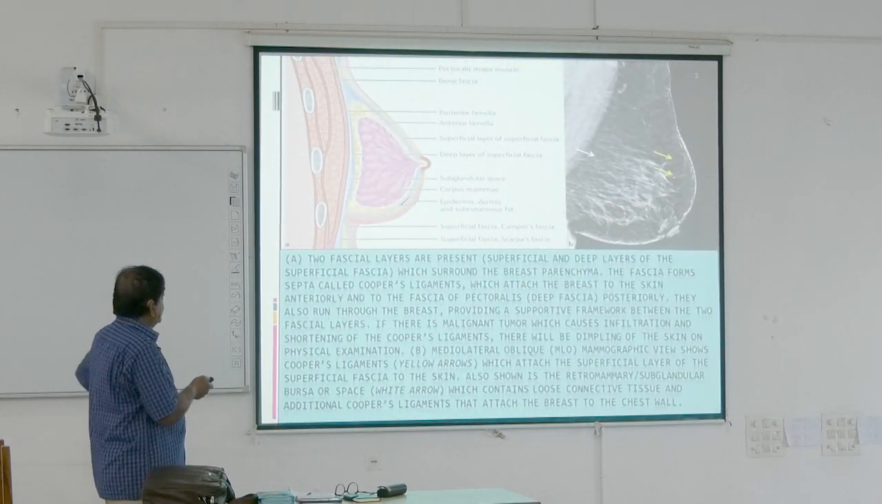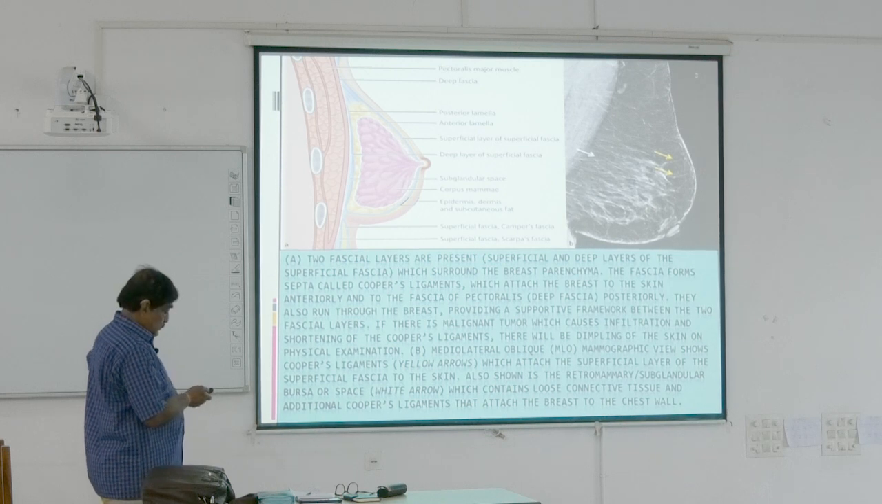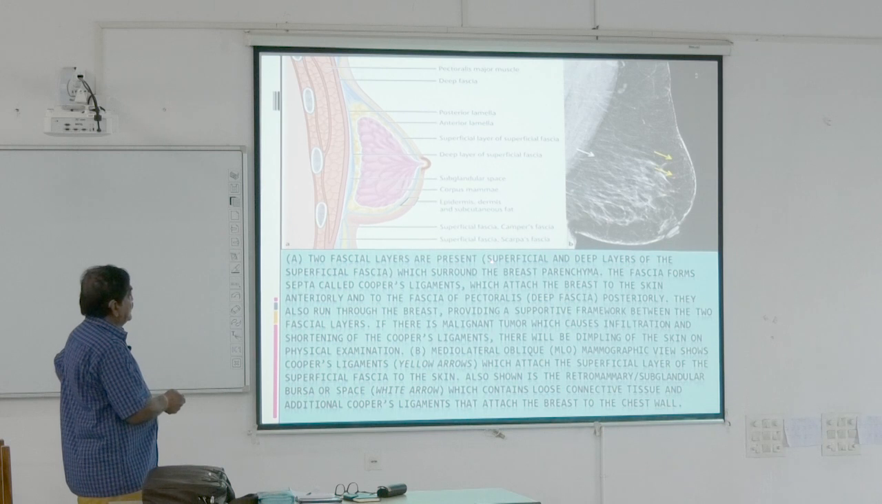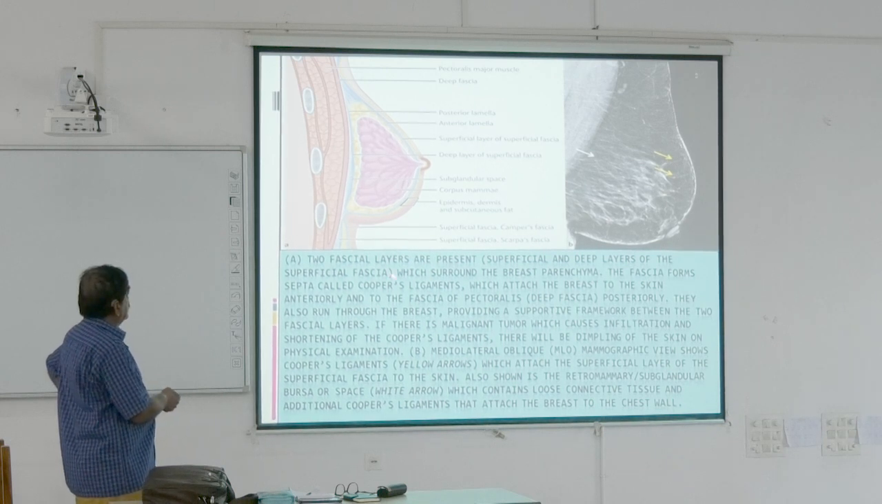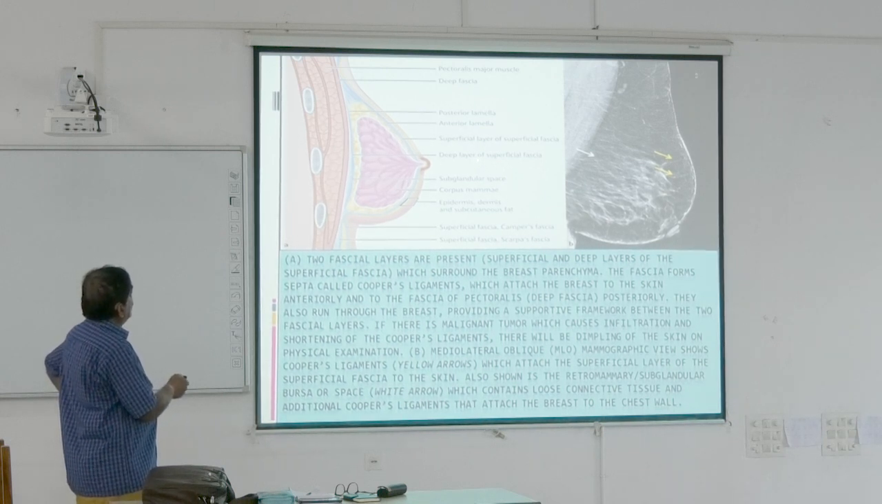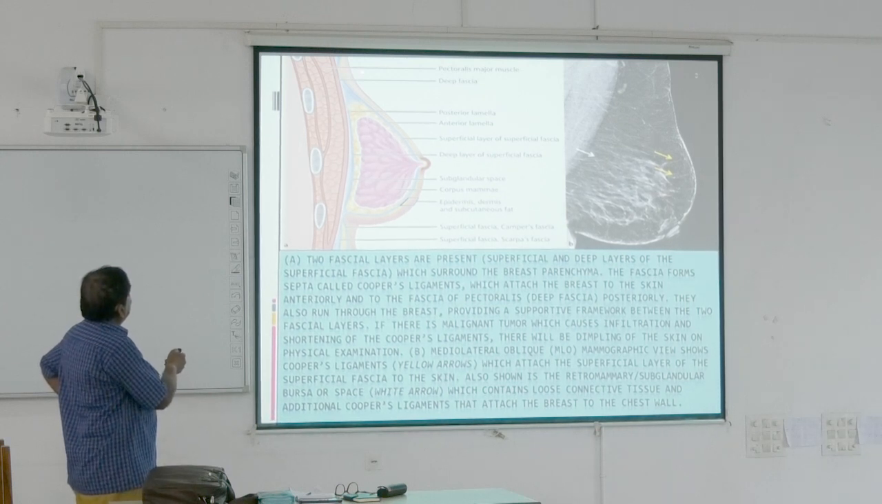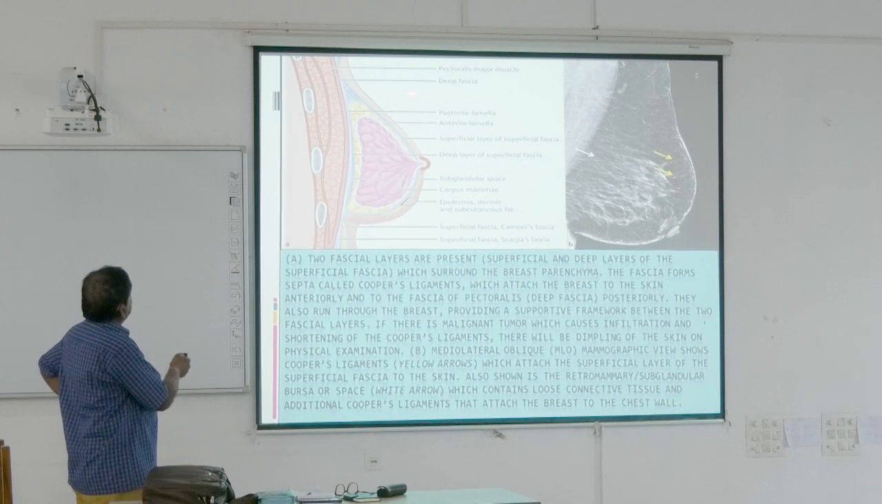Now you see the beautiful picture. Two fascial layers are present, the superficial and deep layers of the superficial fascia. Deep layer of the superficial fascia, and this is the pectoralis major muscle. Deep fascia is here.